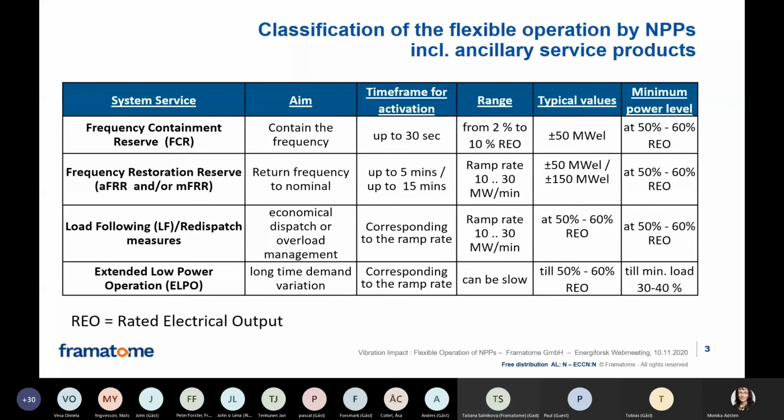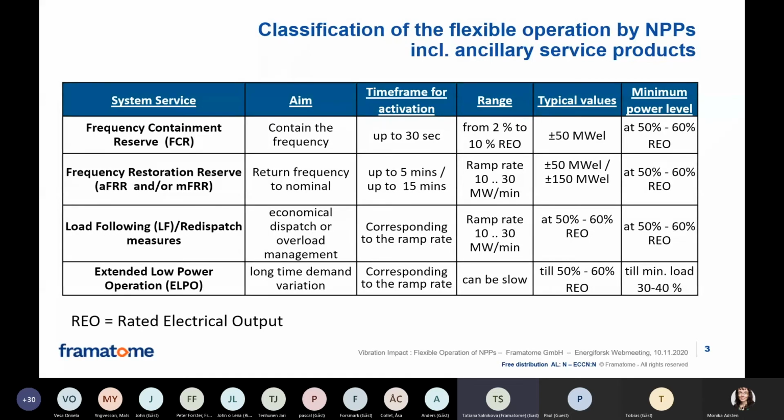This is the so-called ramping service or ramping type, which is performed with a ramp rate of 10 to 30 megawatt per minute. A similar thing is load following itself, so it is also a ramp, and the same as redispatch measures. For the plant, it is not important who needs this, whether the request comes from the load manager or from the grid itself. In the end, it is only a ramp with a ramp rate, and it is the level at which the plant is performing such services.